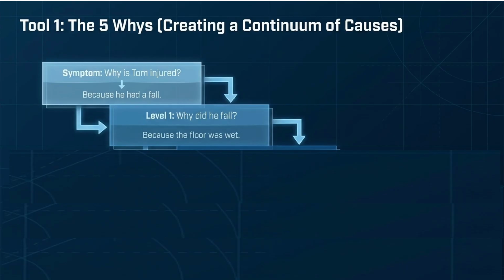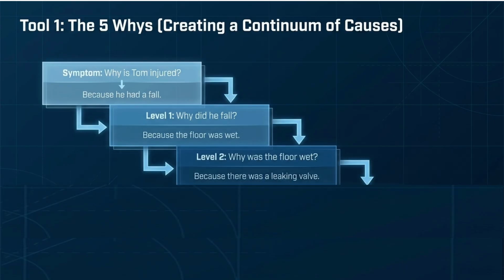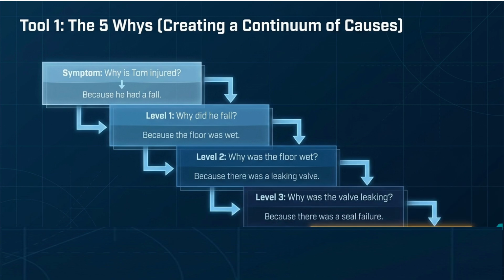That is not the root cause, because we have to continue to ask questions until you get to the bottom of it. So the question would be, why was the floor wet? And that's revealing another layer of answer, because there was a leaking valve. So do you think the leaking valve was the root cause? Let's ask again and find out. So why was the valve leaking? Because there was a seal failure. So the seal failed, and that's why the valve was leaking. So is that the root cause?